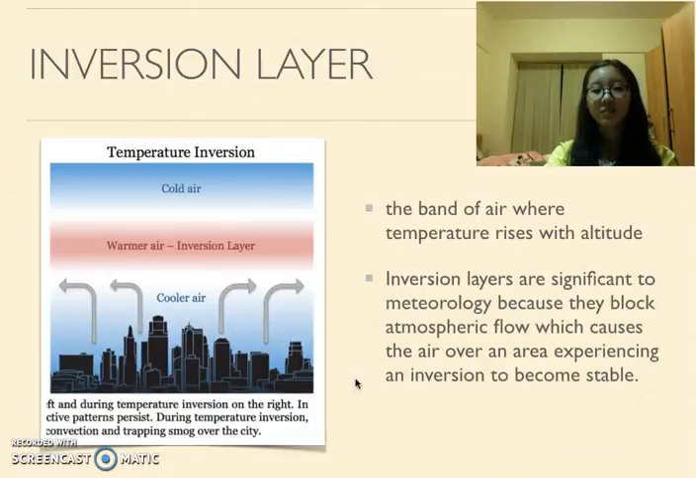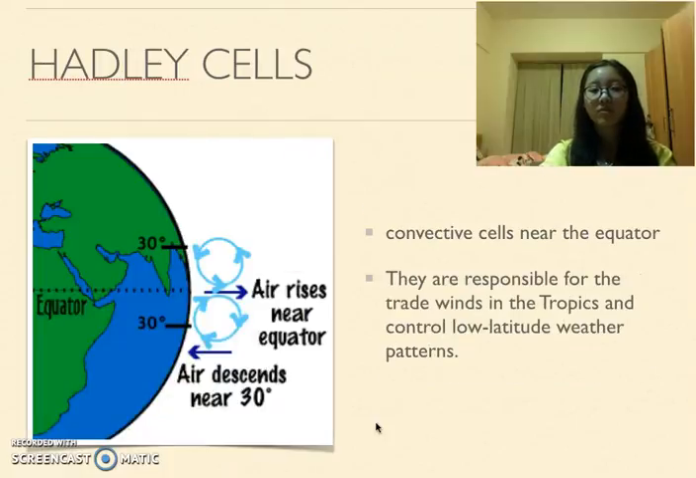Inversion layer is a band of air where temperature rises with altitude. In this picture, the warmer air is the inversion layer. Inversion layers are significant to meteorology because they block atmospheric flow, which causes the air over an area experiencing an inversion to become stable.